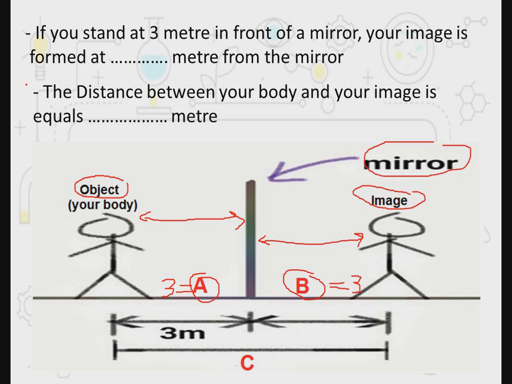What about the total distance? What is the meaning of total distance? It means the distance from your body or the object in front of the mirror to the image which is formed. This distance we will call C. So it will equal A plus B, which equals 6 meters.